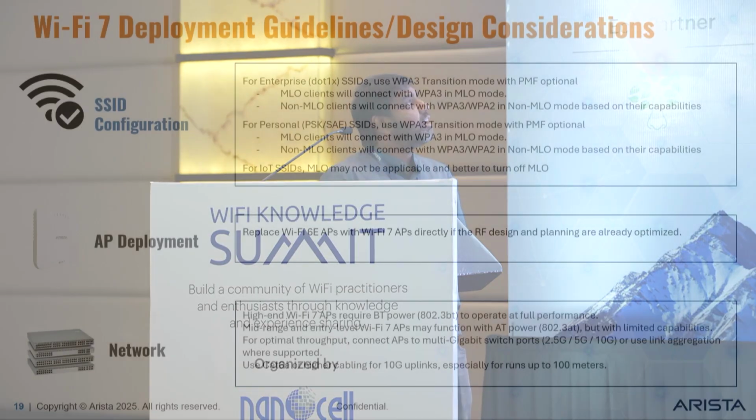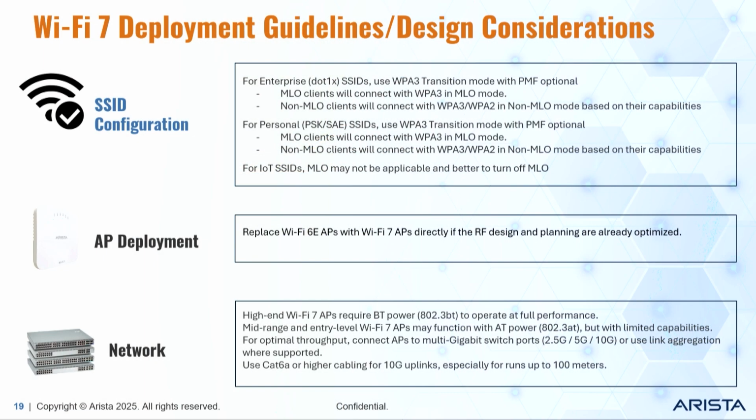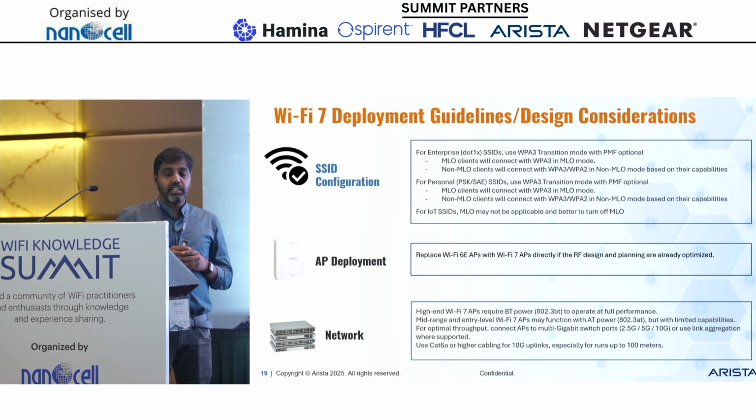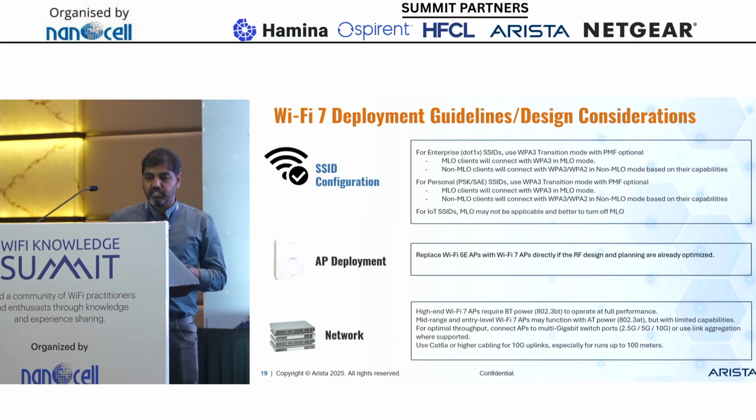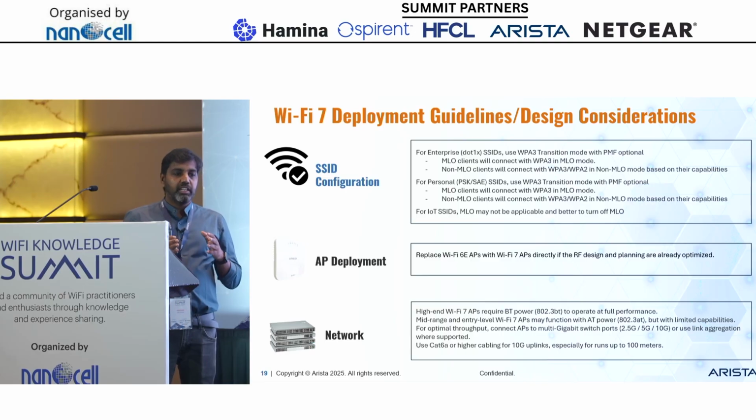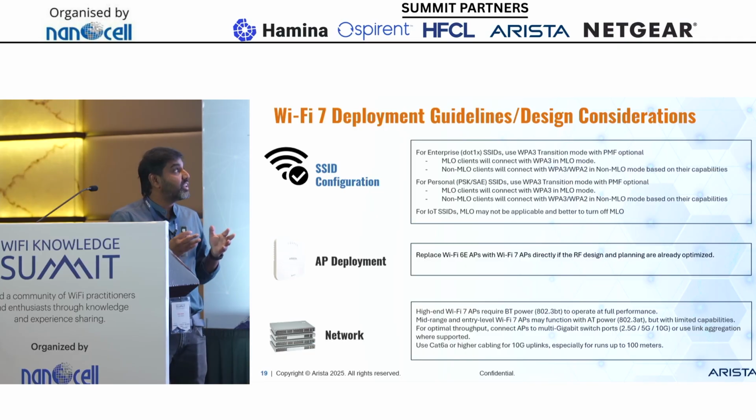And finally, we have the deployment guidelines. I just bucketized them into 3 different blocks. One is SSID configuration, then AP deployment, and the network block. From an SSID standpoint, we know that for Wi-Fi 7, WPA3 is mandatory. Then we need to decide, based on the MLO modes, your client densities, and what kind of client ecosystem you have, how you want to create your SSID.